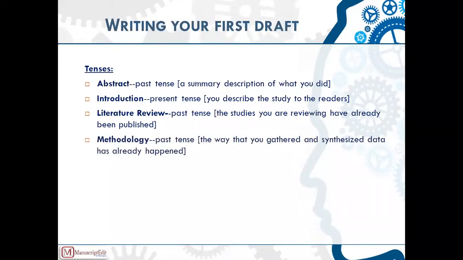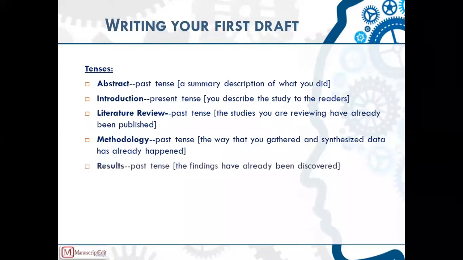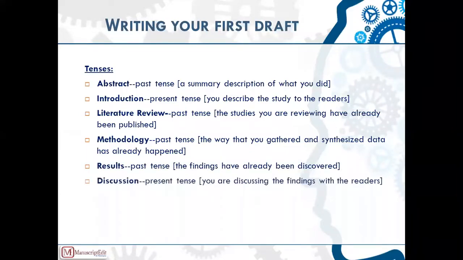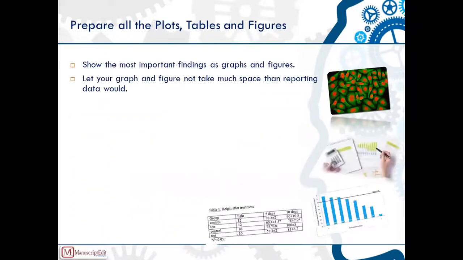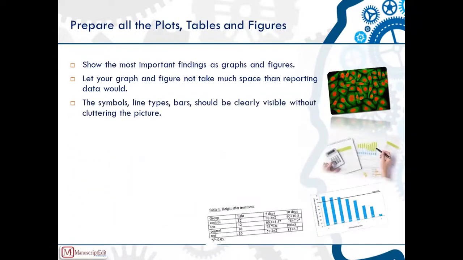Methodology should be in past tense because it's the way that you gathered and synthesized data. Results should be in past tense. The discussion should be in present tense as you're discussing the findings with the readers. The conclusion should be in present tense as you're summarizing the study. Now, preparation of plots, tables, and figures.